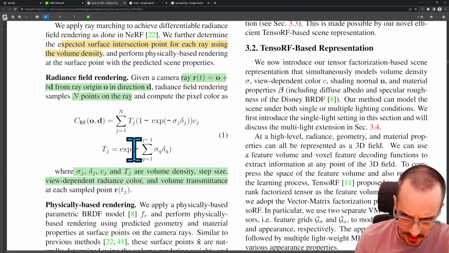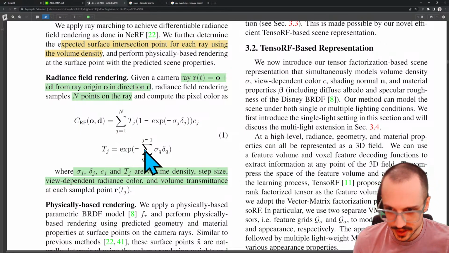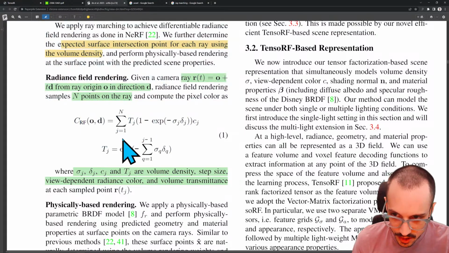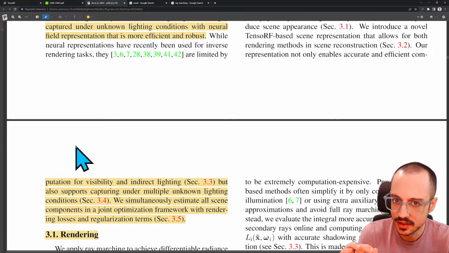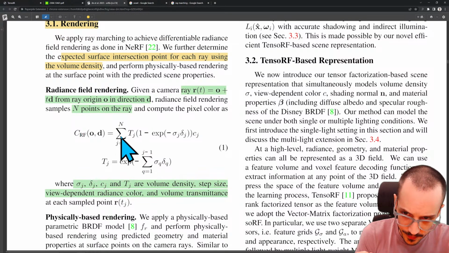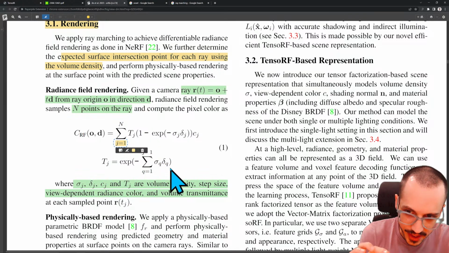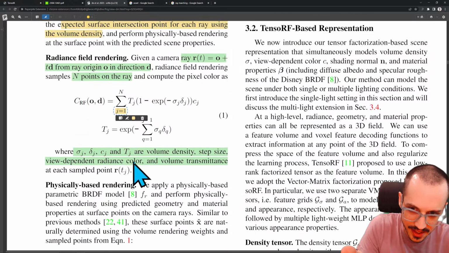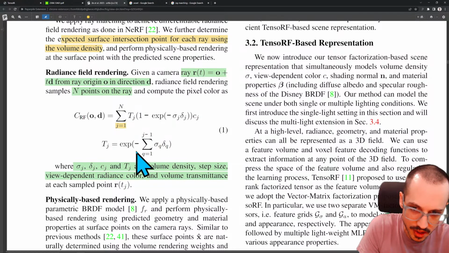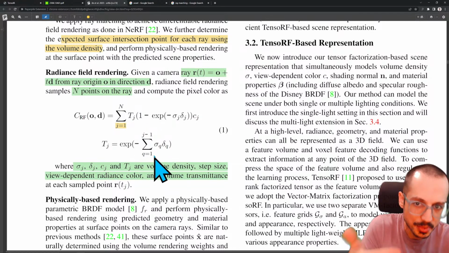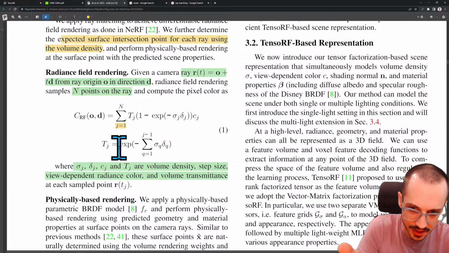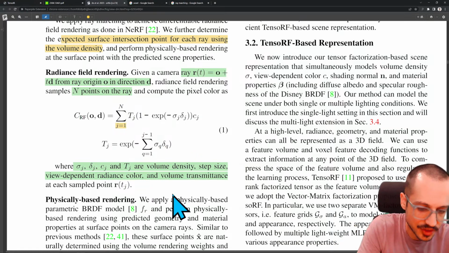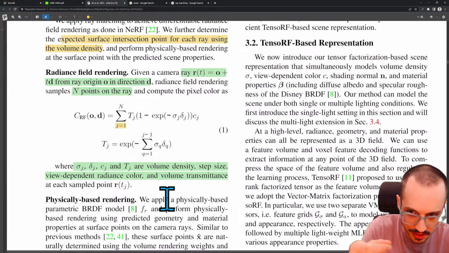And here the transmittance is just the exponent of negative the sum from q equals 1 to j minus 1. So this is all the points up until that point, right? As you're summing along the ray, you get to point j, and this transmittance here is only a function of all the points up until that j. So the transmittance doesn't account for the stuff after the point at which you're calculating.